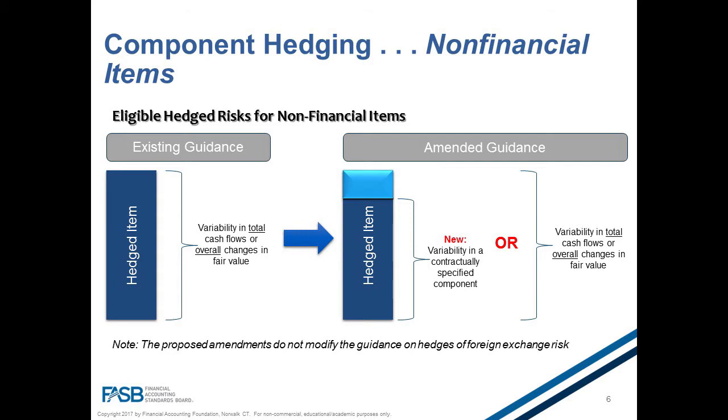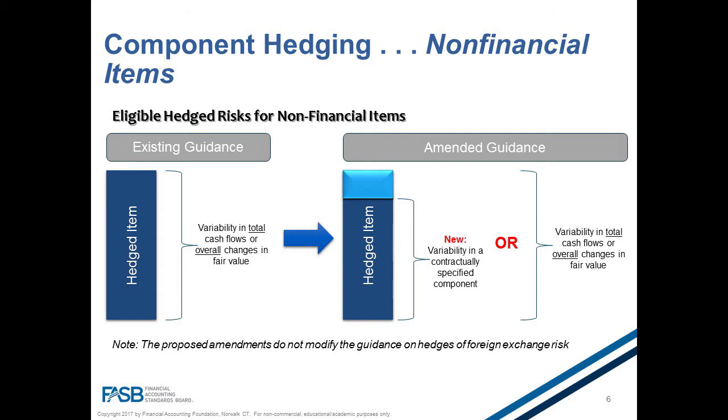So in the example we gave earlier with the corn, if the ultimate purchase price of our corn per bushel includes cost to transport and store the corn, then a derivative for just the raw corn ingredient may not qualify for hedge accounting today because it may not meet our stringent correlation requirements.